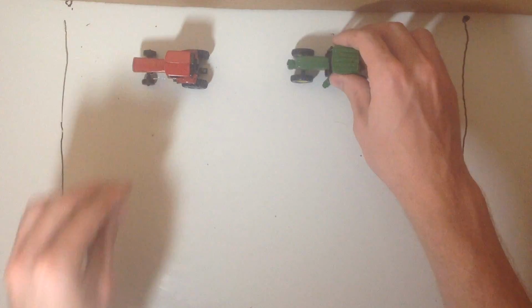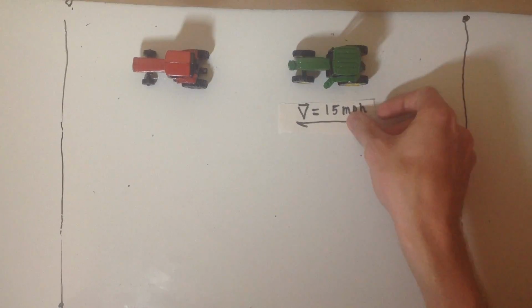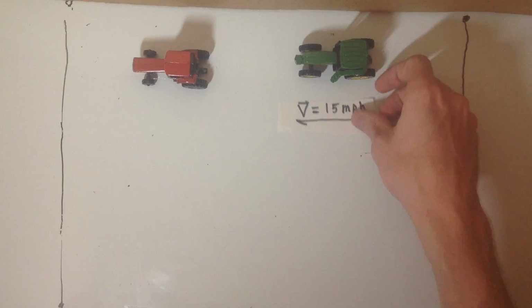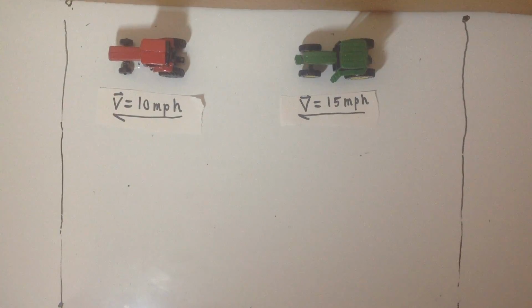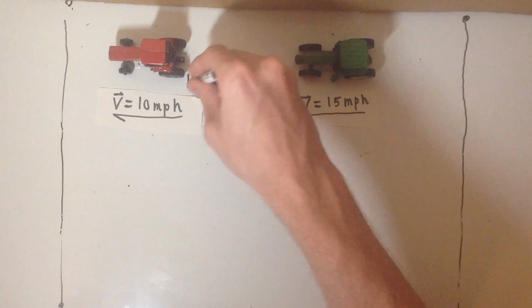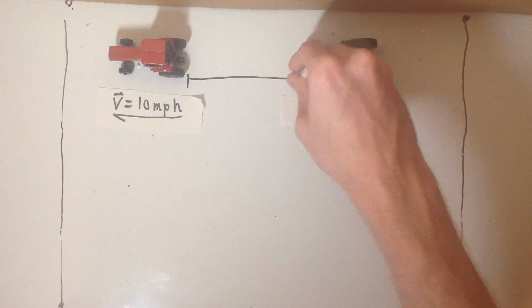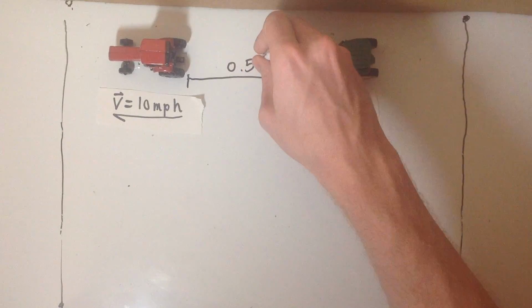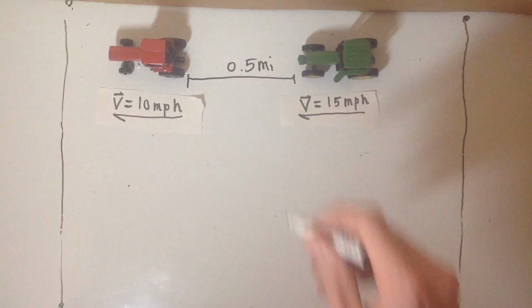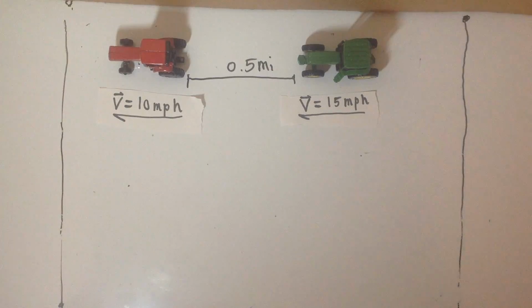So we have our red tractor and our green tractor, and right now they're heading the same direction. We have the green tractor at 15 miles per hour and the red tractor at 10 miles per hour, with a distance of half a mile between the two. If they don't change speed or course, our goal is to find out what time they are going to collide with each other.